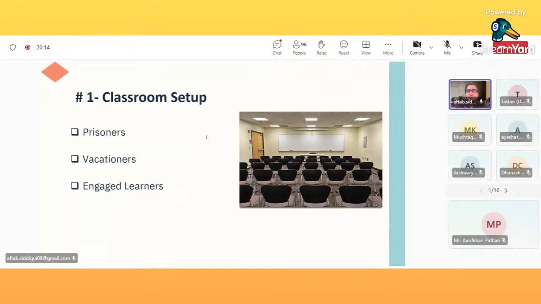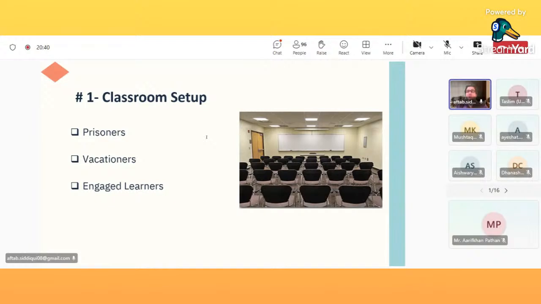And the third type of students are engaged learners. Okay, these students are actively involved. They are very curious. They are very motivated. They participate in discussion. They ask questions. They take ownership of their learning. They see challenges as opportunities. Okay, and this is helping them in their professional growth.